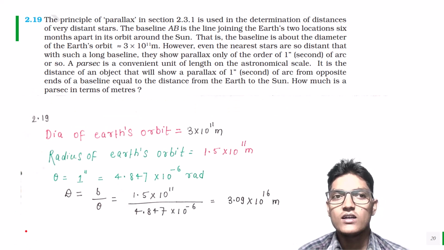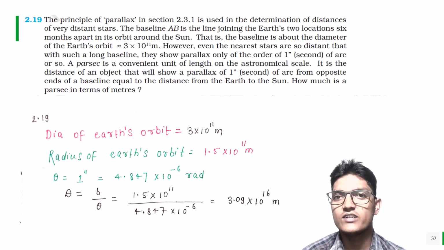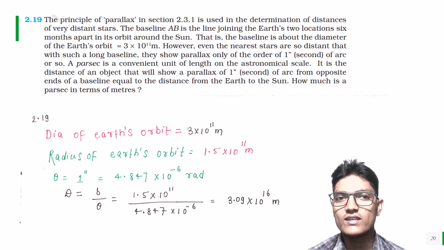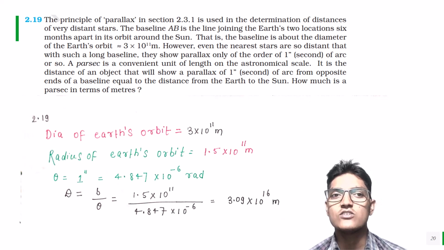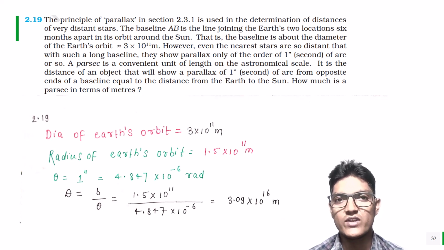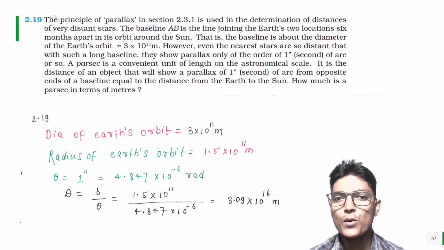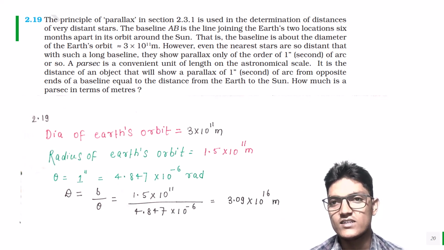Next है हमारा question, the principle of parallax in section 2.3.1 जो कि हमारे बुक का पार्ट है is used in the determination of distance of very distant stars. The baseline AB is the line joining the Earth two locations 6 months apart in its orbit around the Sun. That is, the baseline is about the diameter of the Earth orbit, 3 into 10 to the power 11 meter. However, even the nearest stars are so distant that with such a long baseline, they show parallax only of the order of 1 second of arc.